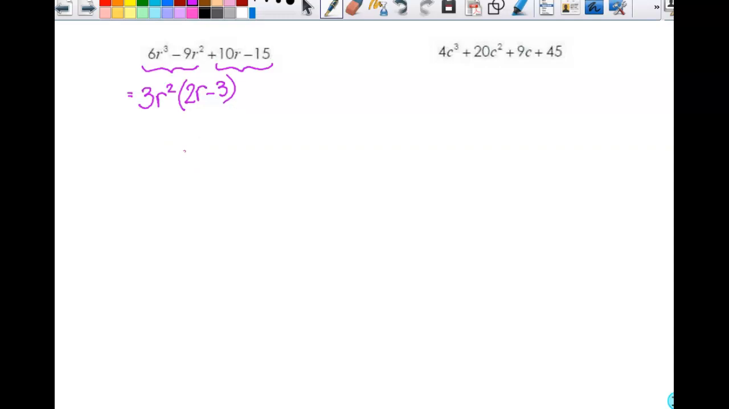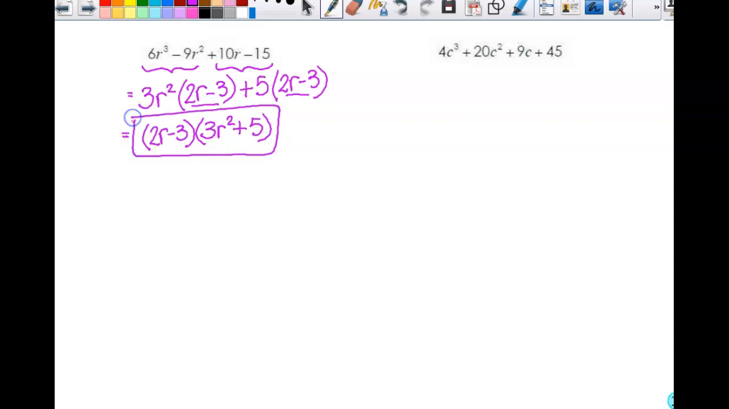Then I look at the second two terms. What am I going to factor out of that? 5. So there's going to be a positive 5. That leaves me with 2r minus 3, which is what I would expect. I expect these two to be the same. Then you take that binomial, factor it out, 2r minus 3, and you're left with the rest, which is 3r squared plus 5. And there you go.